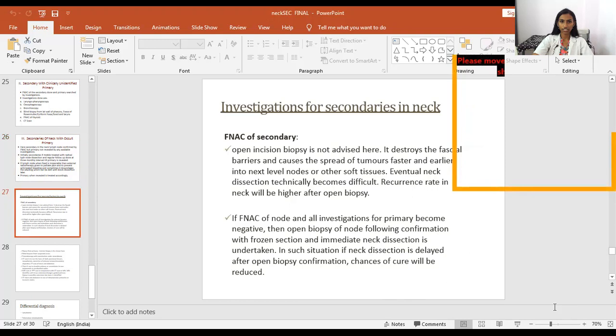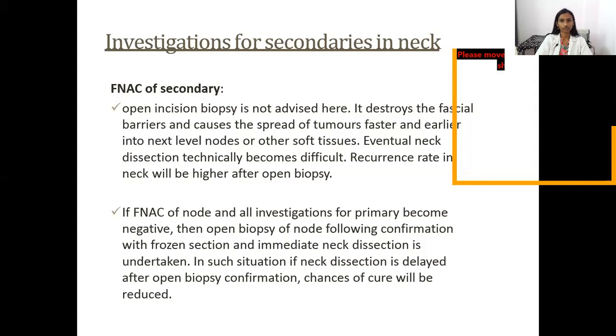Talking about FNAC in detail, FNAC of the secondary is done. Open incision biopsy is not advised here. It destroys the fascial barriers and causes the spread of tumors faster and earlier into next-level nodes or other soft tissues. Eventually, neck dissection technically becomes difficult. The recurrence rate in the neck will be higher after open biopsy.